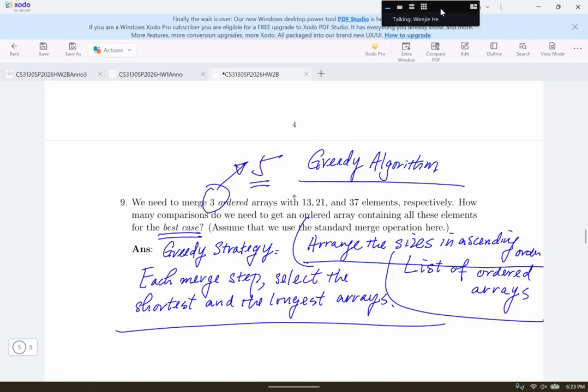After you merge, you get one longer ordered array. You put it back in the right position, because you need to maintain a list of ordered arrays. The sizes add together, and you insert the merged array back into the list, because in the next step you need to select the shortest and the longest again. You repeat this until one array remains.